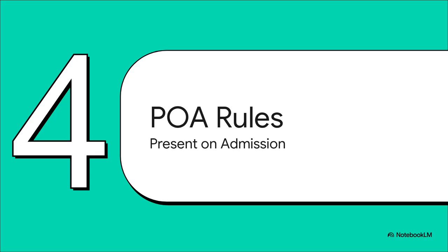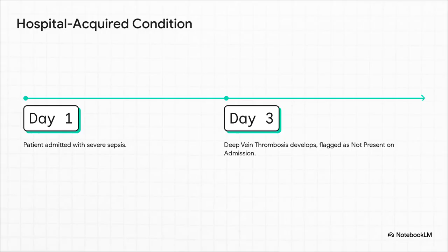Section 4. Present on admission rules. Timing is literally everything in inpatient coding. Just because a patient has a severe condition doesn't mean it counts toward the DRG, especially if it happened at the wrong time. Imagine a patient gets admitted with sepsis, and then 48 hours later, they develop an acute deep vein thrombosis, or DVT.